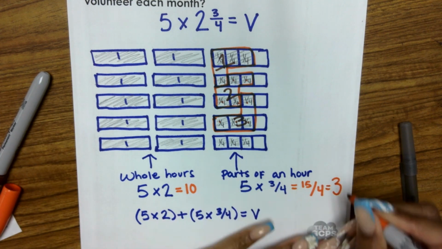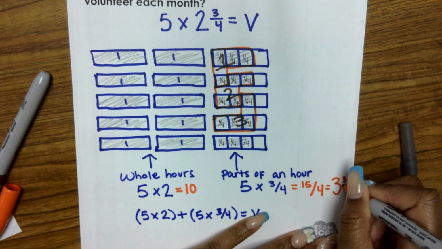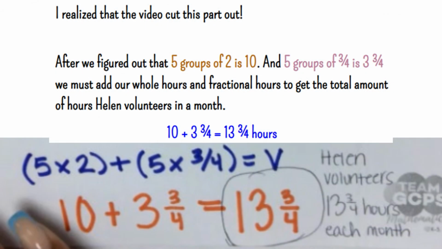So I would write 3 and 3/4. Miss Wilson realized that the video cut this part out. So after we figured out that 5 groups of 2 is 10 and 5 groups of 3/4 is 3 and 3/4, we have to add our whole hours and our fractional hours to get the total amount of hours that Helen volunteers in a month.